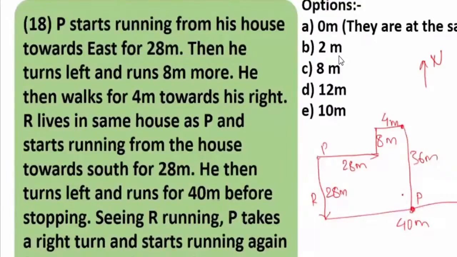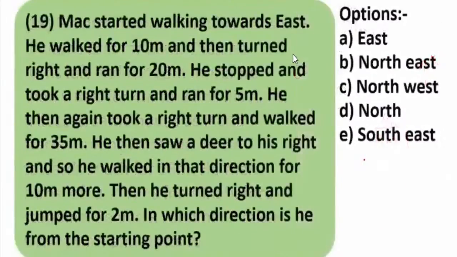How far is he from S? 40. And what is this? This is 28 plus 4, which is 32. So this is nothing but 32. This is 40. So this will be 8. Answer is 8 meters.